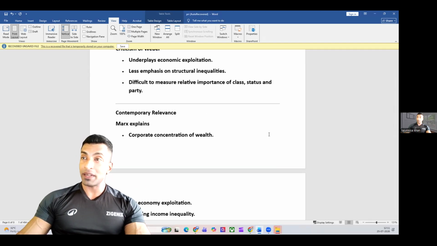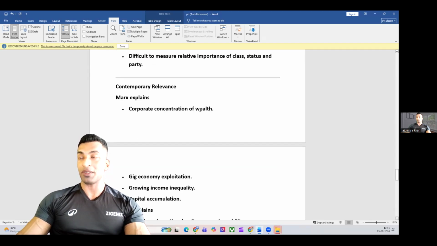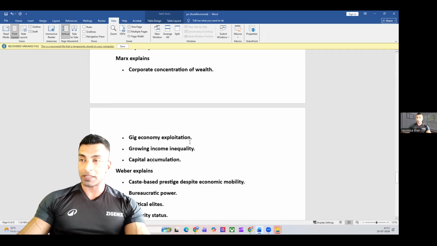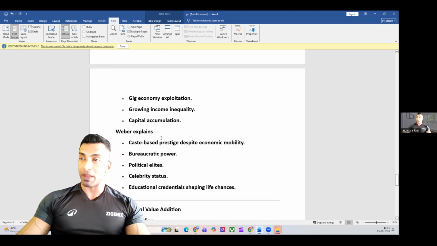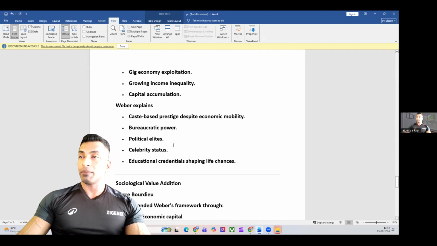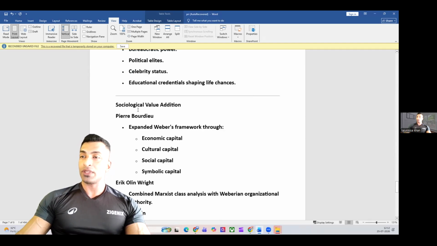Now, coming to the contemporary relevance. If you look at Marx: corporate concentration of wealth, gig economy exploitation, growing income inequality, capital accumulation. Guys, note down these points because these are useful anywhere also, not only in this particular question. Weber is talking about caste-based prestige despite economic mobility, and then bureaucratic power, political elites, celebrity status in present scenarios, and educational credentials that shape life chances. So these are the value additions.